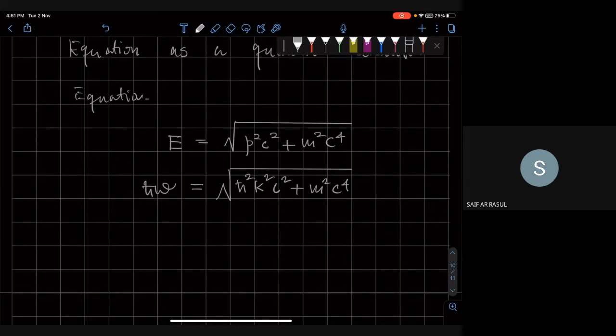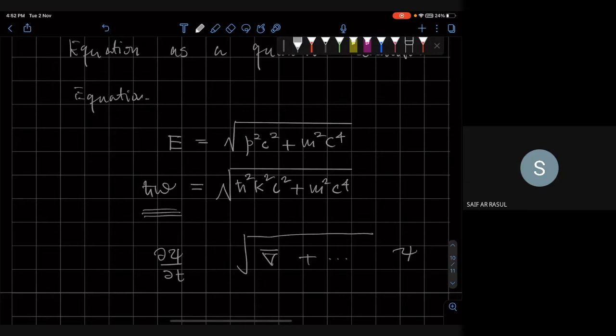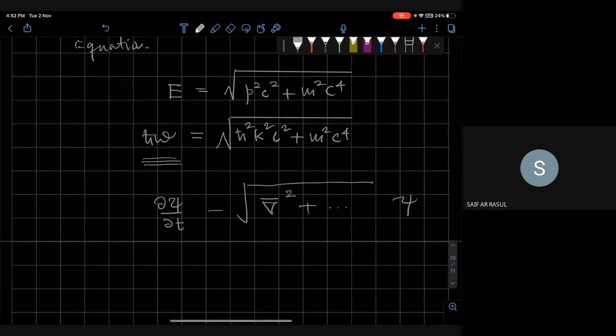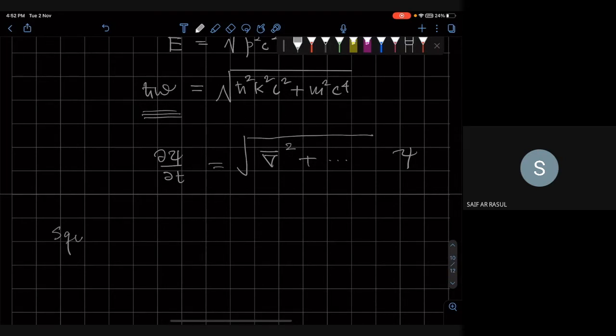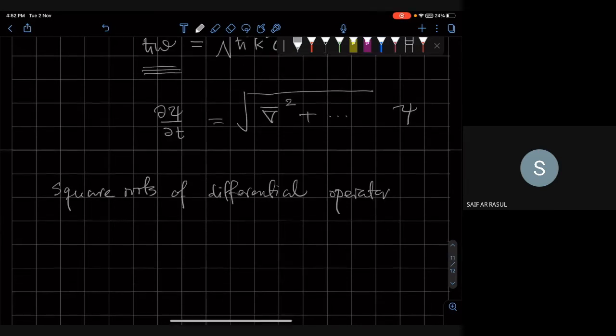Now, if I demand that we get this energy expression from a wave equation, we run into a problem. The problem is that on the left-hand side, we are going to have a first time derivative, whereas on the right-hand side, we are going to have a second space derivative, but it'll be inside a square root, right? And it's very hard to interpret square roots of differential operators. Square roots of differential operators are problematic.